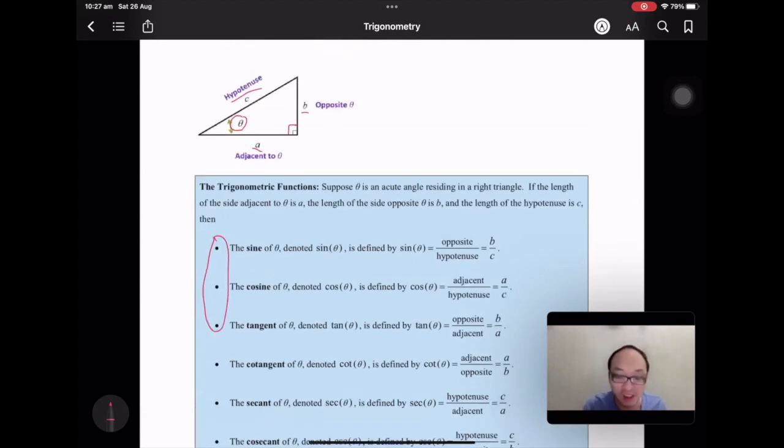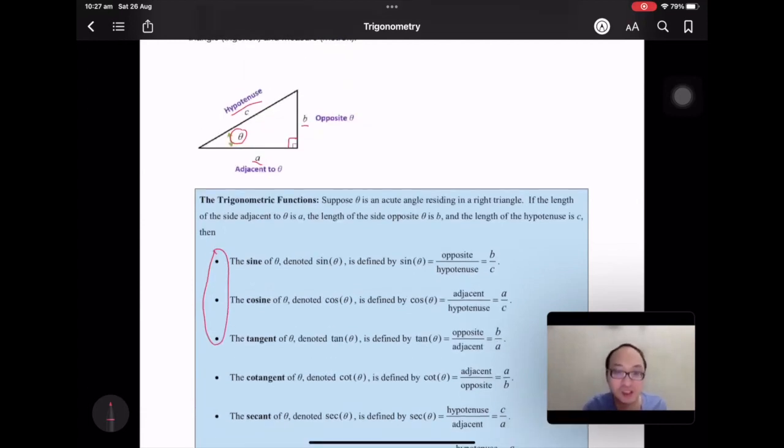So what is sine of theta? If you see from the right angle triangle, sine is defined as the ratio of the opposite side and the hypotenuse side. So the ratio of the opposite, which is B, and the hypotenuse, C. We can express the ratio in fraction form. So the sine of theta is equal to B over C.